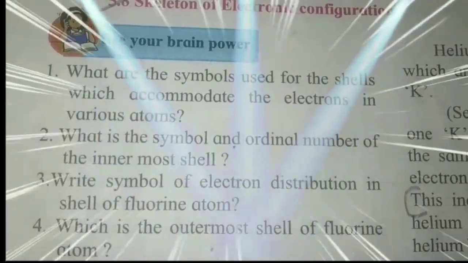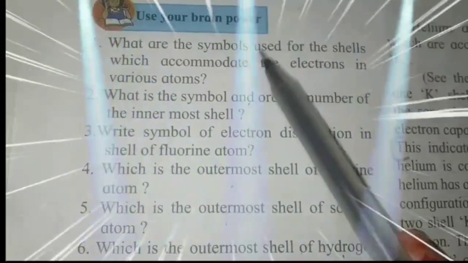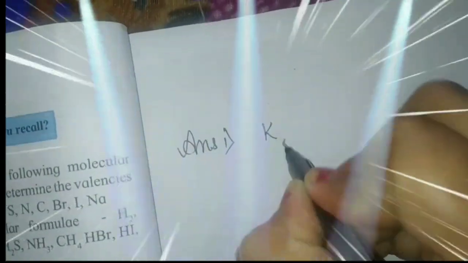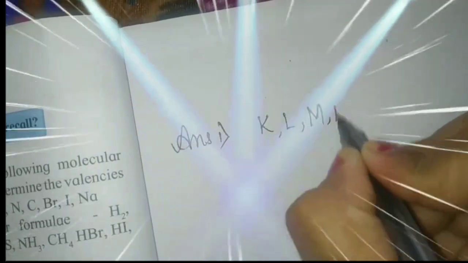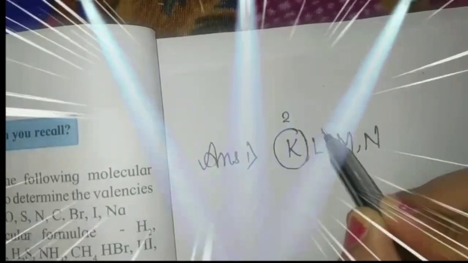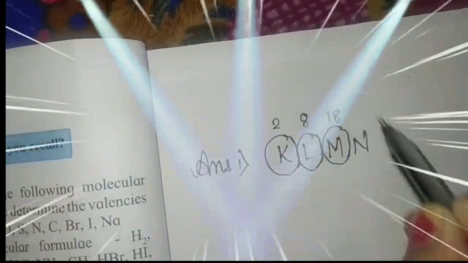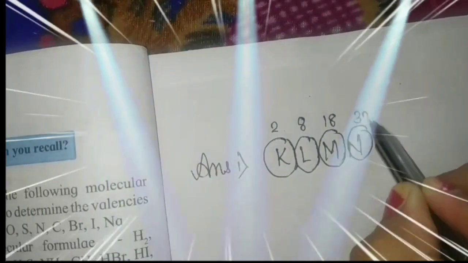Use your brain power. In that, the first question is, what are the symbols used for the shells which accommodate the electrons in various atoms? We have seen there are mainly 4. They are, see, answer number 1: K shell, L shell, M shell and N shell. K accommodates 2 electrons, L accommodates 8, M accommodates 18, and N accommodates 32.